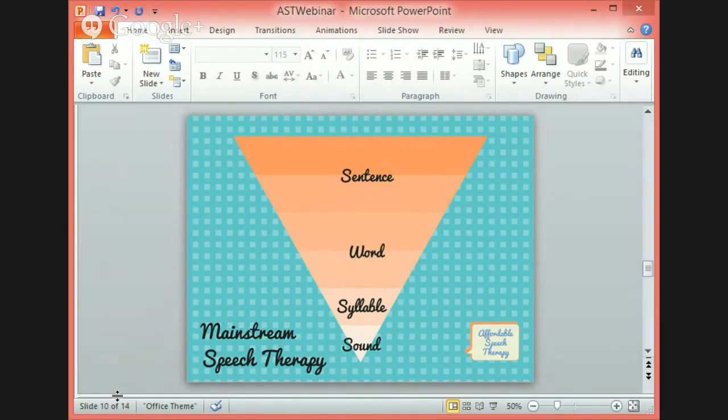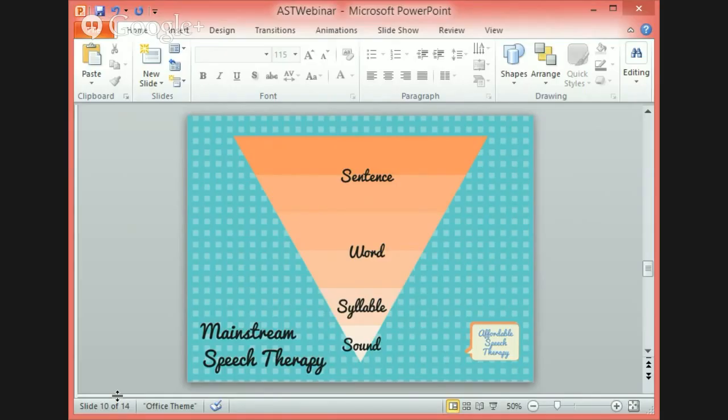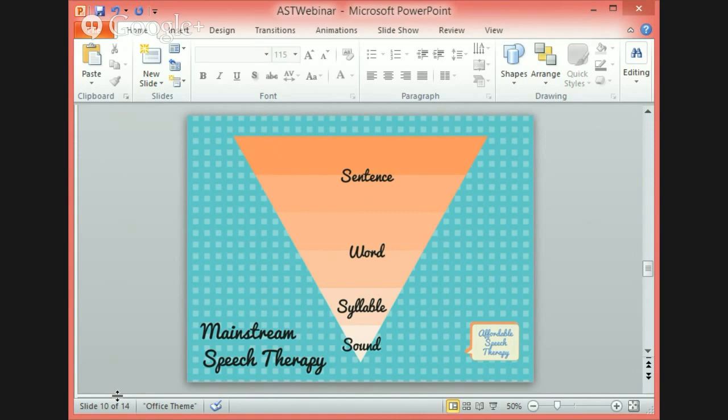Yeah, I have a slide up that shows generally what you would see in mainstream speech therapy. You can see just the amount of drills that they do for a sound level and then moving to a syllable level. And then you can see most of it's in the word and sentence level. And that's really what you see a lot of in mainstream speech therapy.